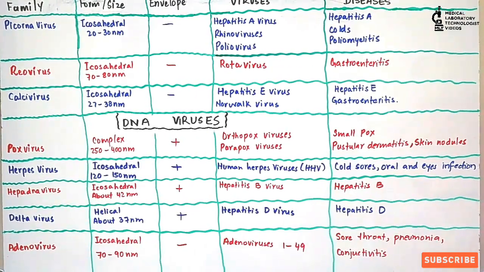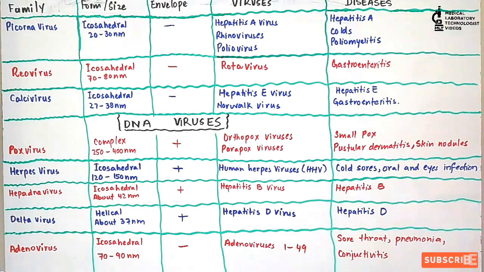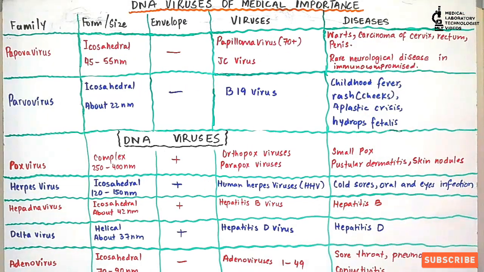The last one written on the whiteboard is adenovirus. Adenovirus is icosahedral in shape, 70 to 90 nanometers in size, and the envelope is not present. The viruses in this family are adenoviruses 1 to 49, and they cause sore throat, pneumonia, and conjunctivitis. Now we will see the remaining DNA virus families.